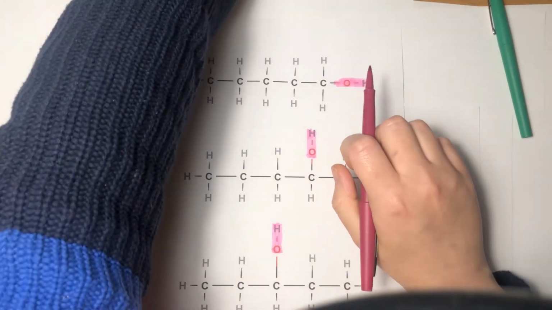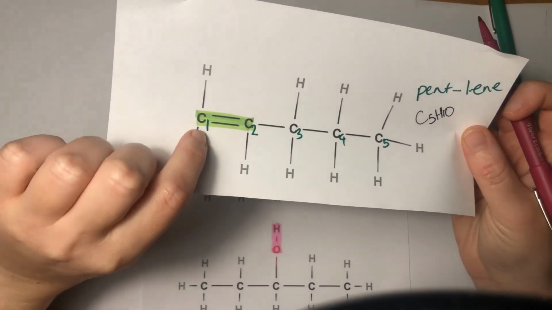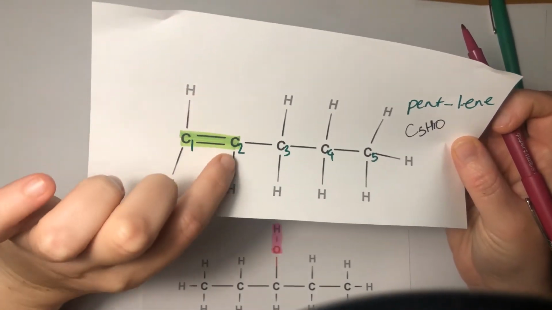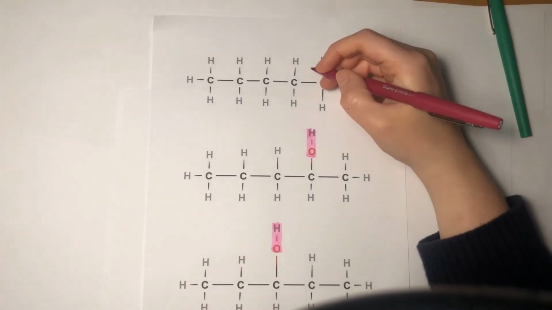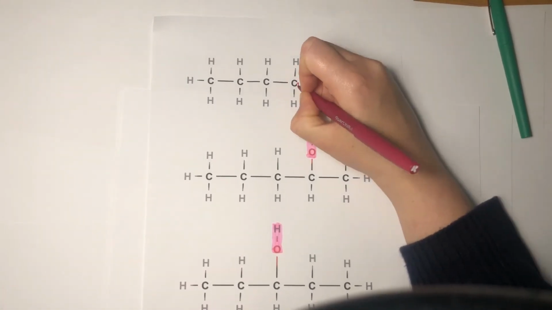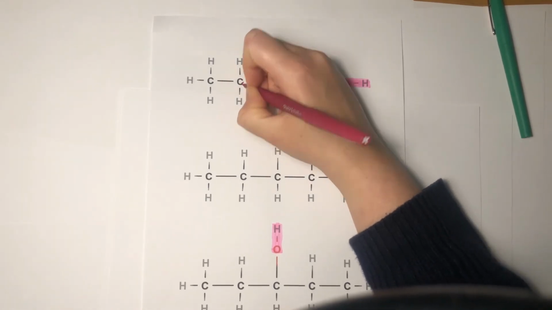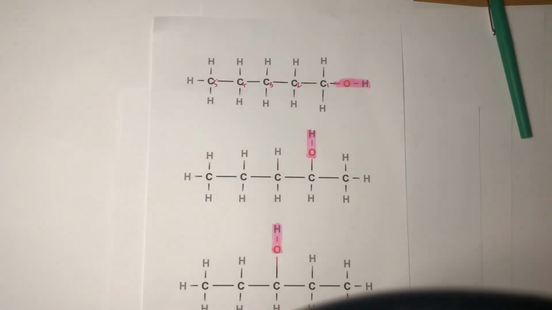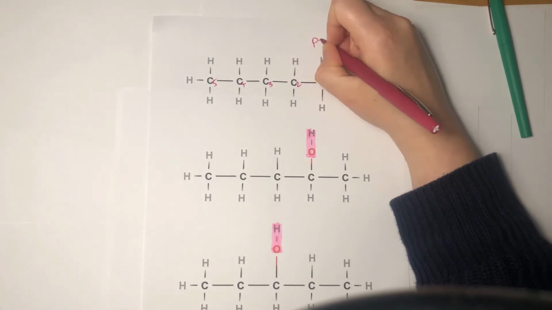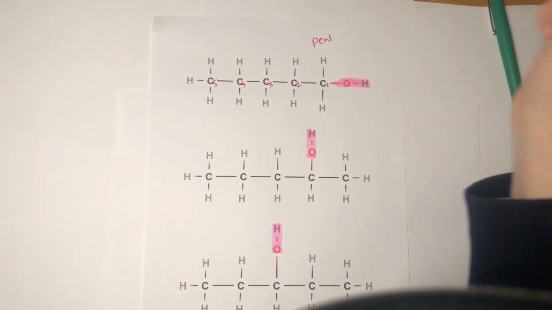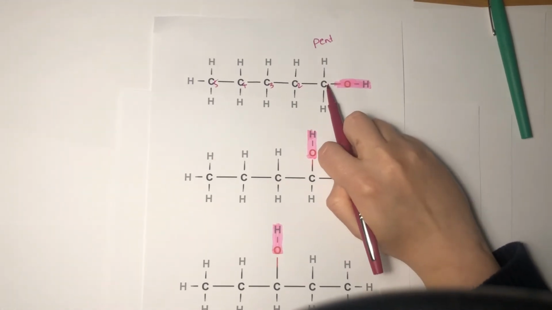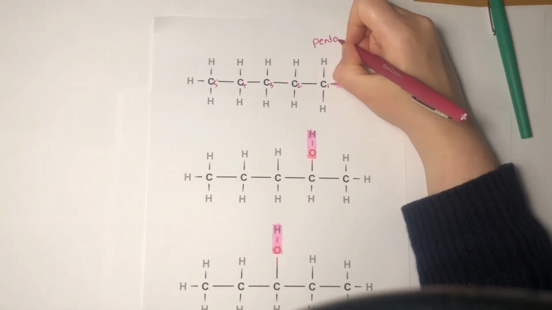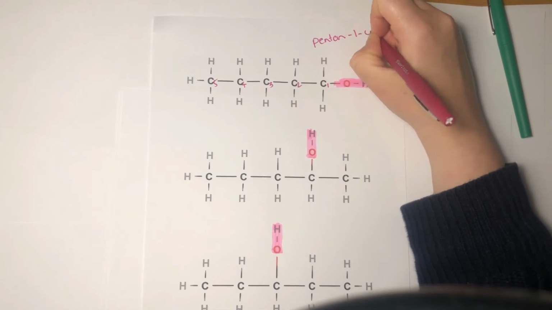Now, we always want to number them closest to this functional group, or closest to the hydroxyl group. So remember, if we look back at pentene, we numbered it closest to the carbon-carbon double bond. It's the same with the OH group. So we're going to number it from this side. 1, 2, 3, 4, 5. So they've got 5, which is pent. And the OH group is connected to the first carbon. So we're going to say pentan-1-ol.